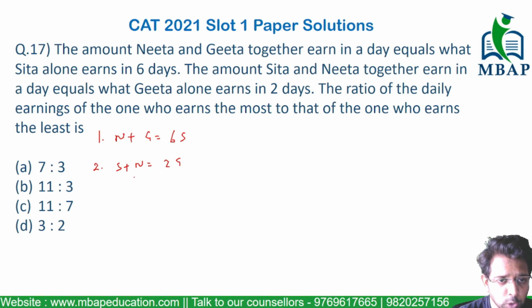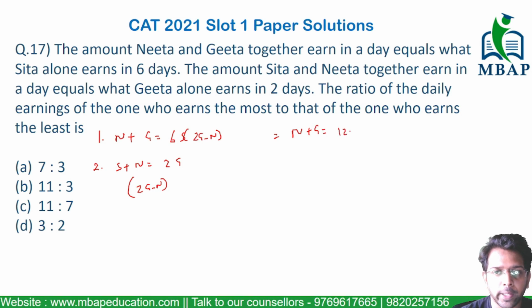Using equation 2, you will understand that S possibly will be 2G minus N. So instead of S, let's put 2G minus N. The first equation will become N plus G equal to 12G minus 6N. Now 6 plus 1 will become 7N. 12 minus 1 will become 11G. So N by G will basically be 11 upon 7.